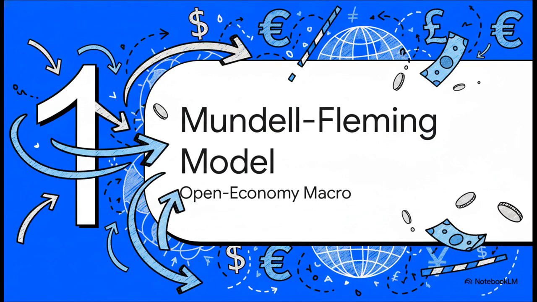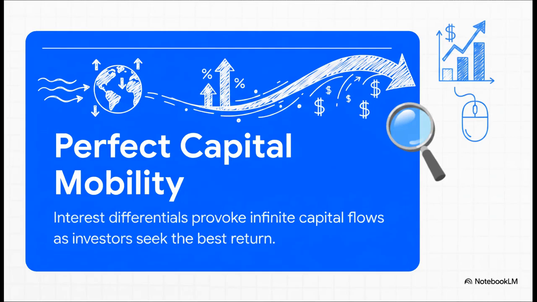Part 1, the Mundell Fleming model. Okay, let's lay down the groundwork for our open economy machine. To really understand how countries interact on a global scale, we first need to know what happens when borders are completely open to money. The essential fluid powering our economic machine here is something called perfect capital mobility.